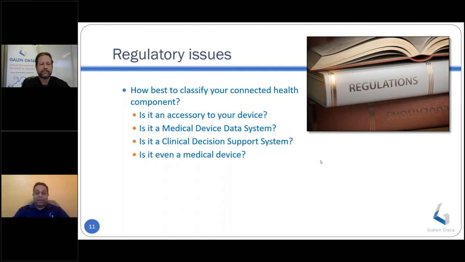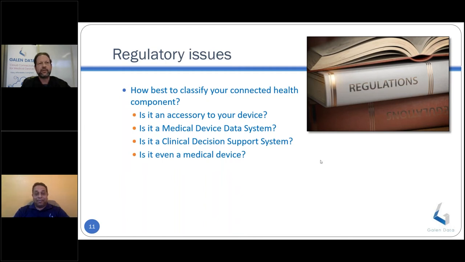It will drive your effort and your schedule. Because if it needs to be filed along with your device, then it needs to keep pace with that. So it's important to understand how you classify, and it's possible that you have multiple classifications. You can segregate the systems across multiple classifications, and then you can essentially manage it that way.